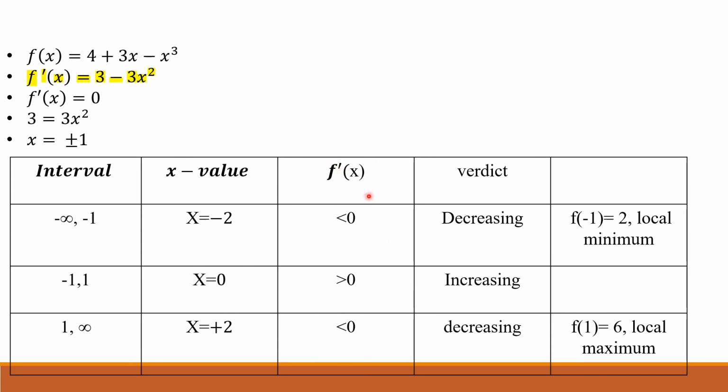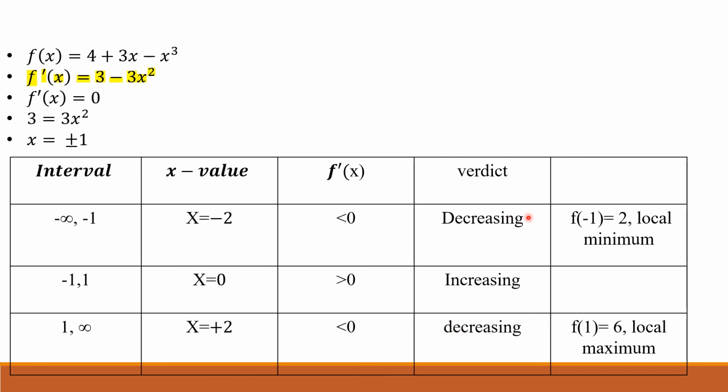I will substitute in the first derivative equation, which is this one. So this will be 3 minus 3 times negative 2 squared, and the value is less than 0, so it's a decreasing function. It's decreasing on this interval. Then at x equals 0, f dash x will be equal to 3, which is greater than 0, increasing. And then at x equals 2, it will be less than 0, so it is decreasing.